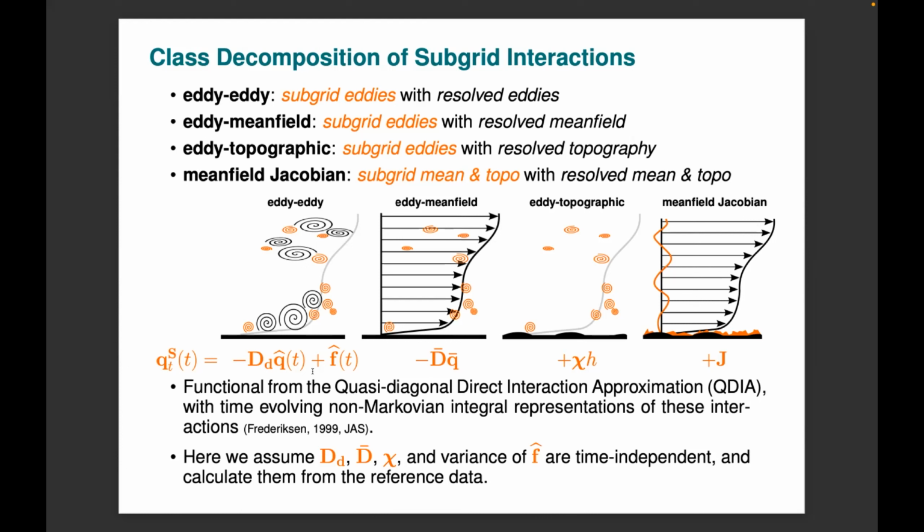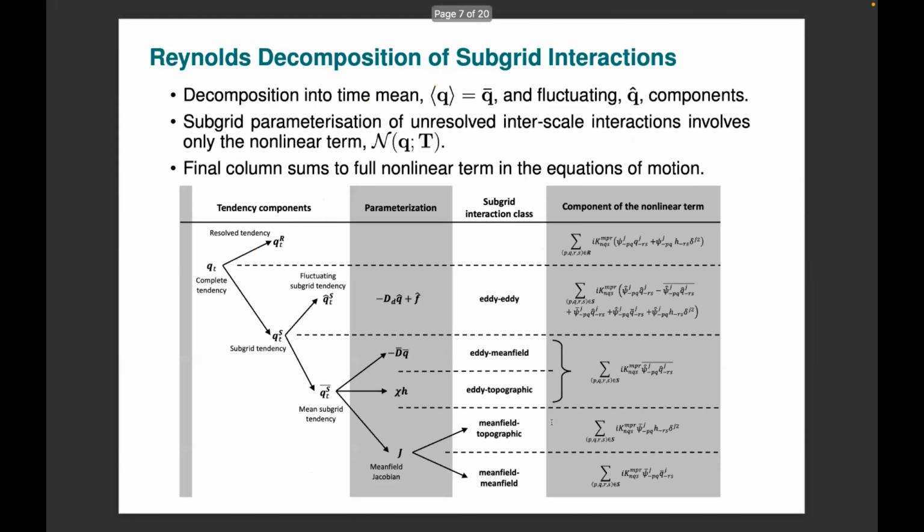So this functional form hasn't been invented. It's as a result of the quasi-diagonal direct interaction approximation. It's a formal renormalization closure of quadratically nonlinear systems. Strictly speaking, each of these terms, each of these operators in the closure are slowly varying and have non-Markovian integral representations. In our data-driven approach, we assume that they're time invariant, and then we can sample them from this database that we've previously calculated.